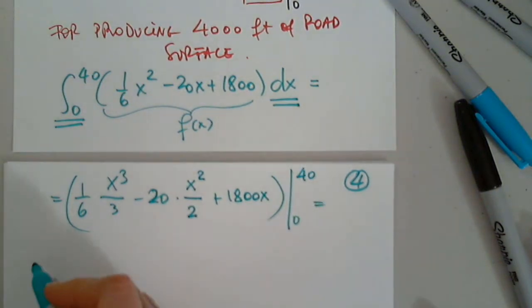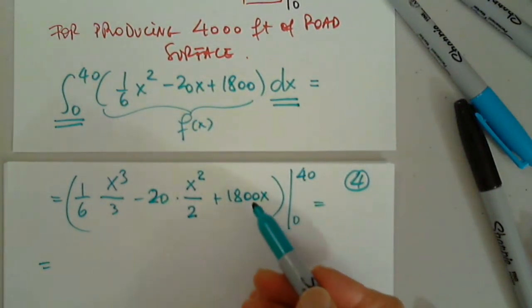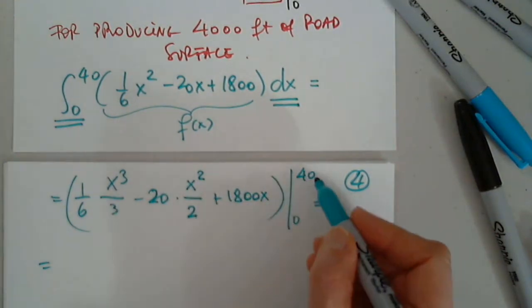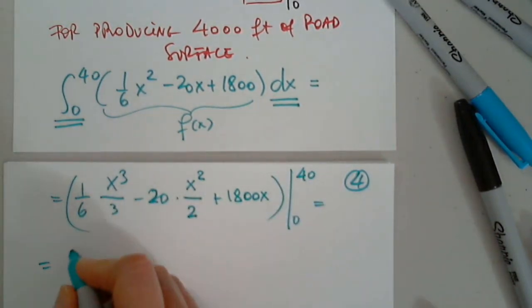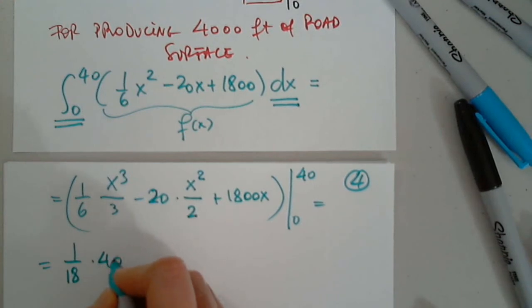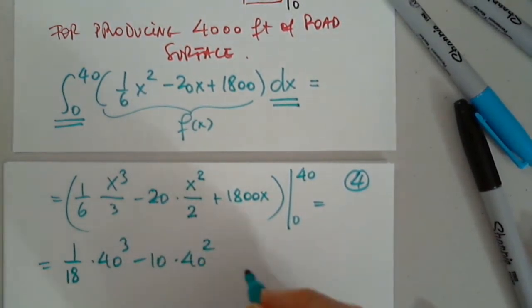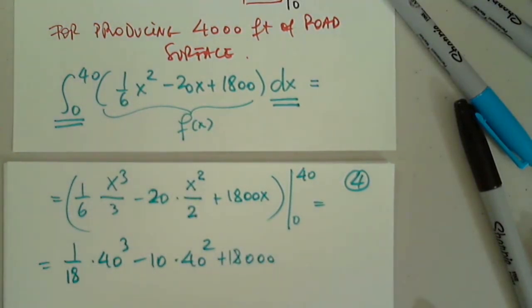Okay, so you understand that there is no need to plug in 0, because when I plug in 0, everything will be 0. So I will only plug in 40. So this is 1 over 18 times 40 cubed. This is minus 10 times 40 squared plus 18,000.